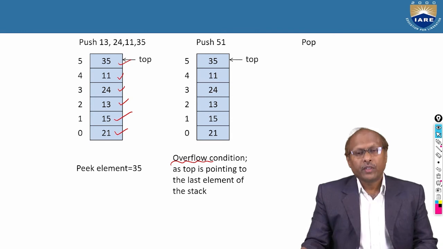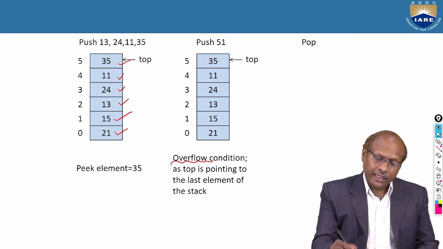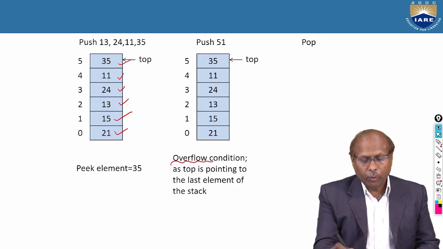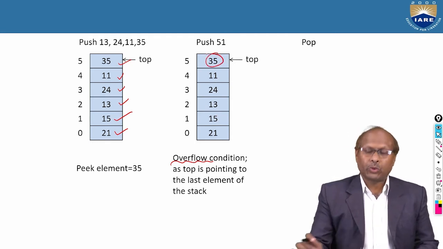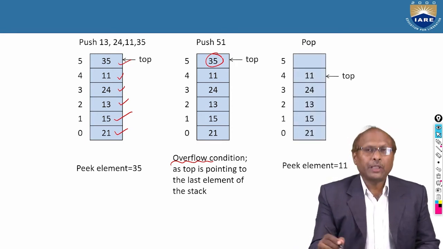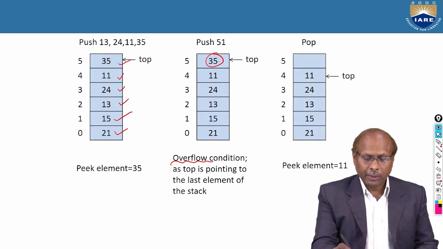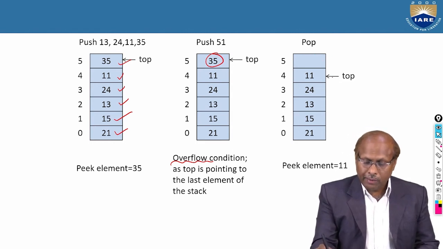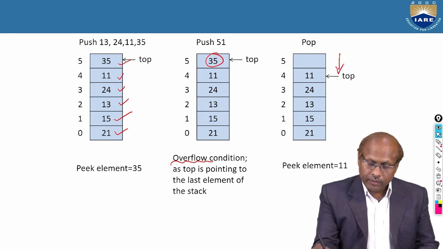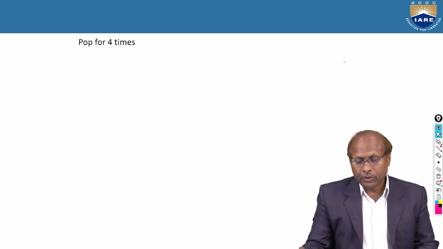Similarly, when I say pop, which element will pop here? Because there are many elements, but which will be popped out? When you say pop, always the topmost element will pop out. That means whichever is at the top. So this element 35 is popped out. Now the topmost element is 11. That means the top has come down. So this way it's popped.